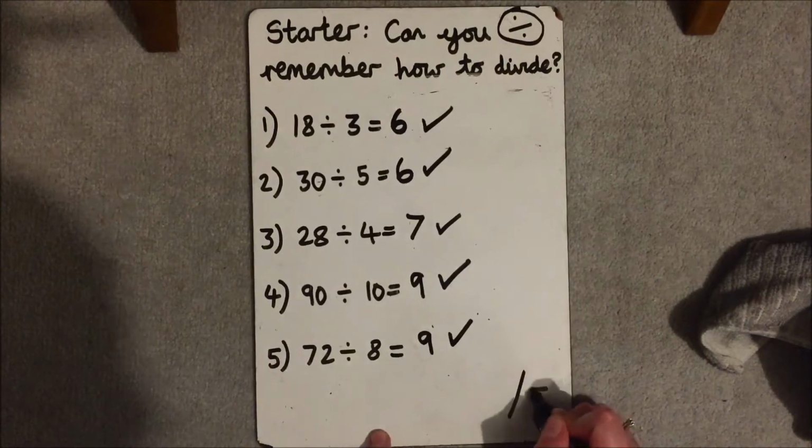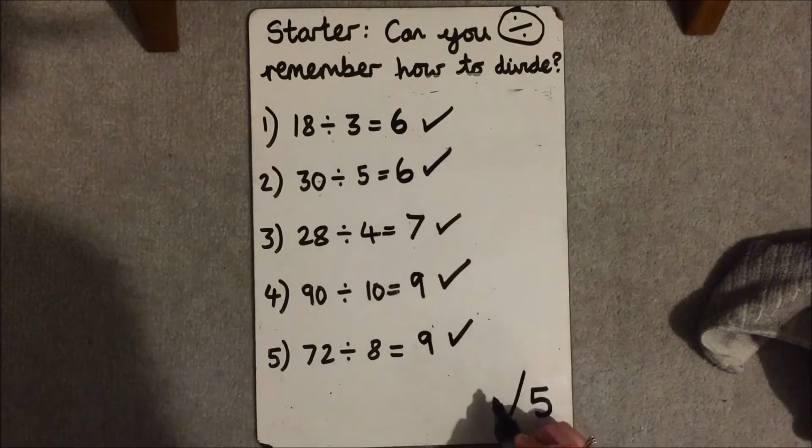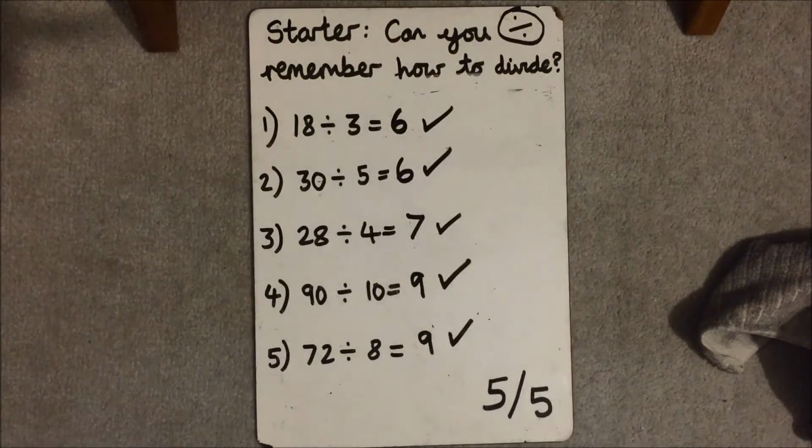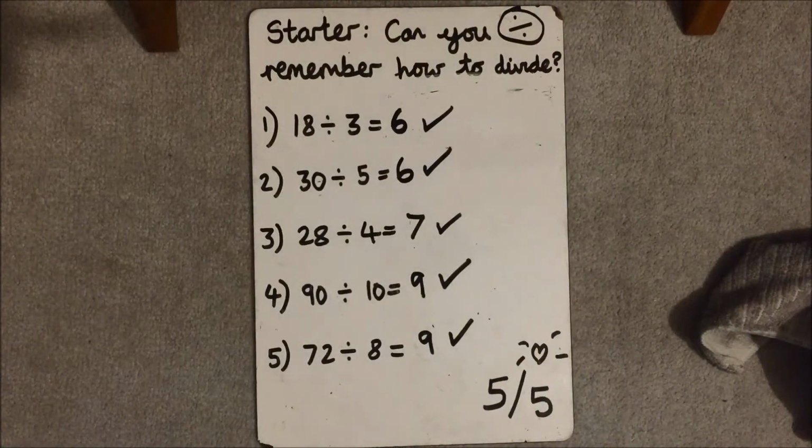Then, as you're so fabulous, see how many you got correct out of 5. So here, because I've got 5 correct, I would write 5 out of 5. Good job. I feel super proud of you already. Well done for doing that to start with.